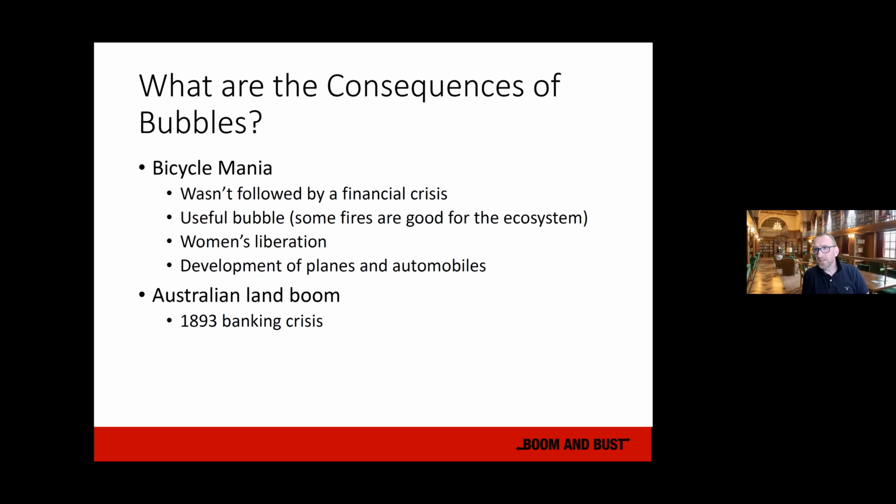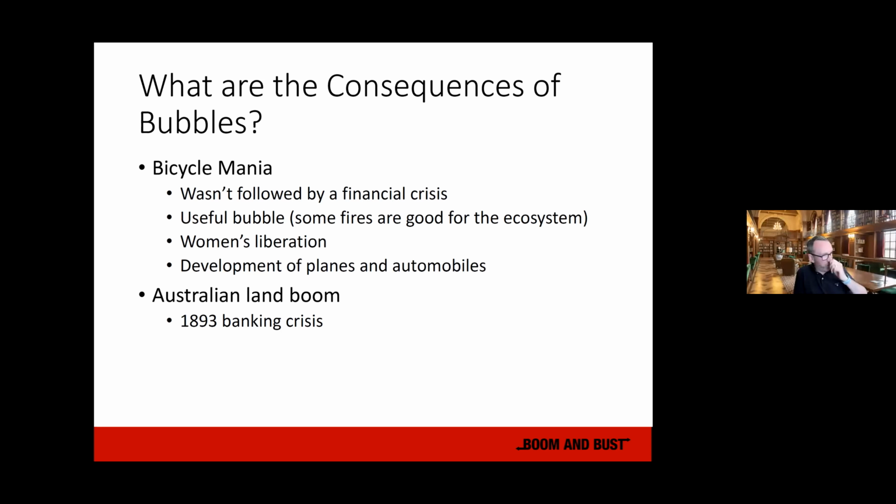The bicycle mania, okay? And we actually think the bicycle mania was an example of what we call a useful bubble. So again, it goes back to the fire metaphor. Some fires are good for the ecosystem. So you get some ecosystems and they're reinvigorated by fire. Fire is a very important part of the reinvigoration of the ecosystem. And so it is with bubbles. Some bubbles are actually useful.